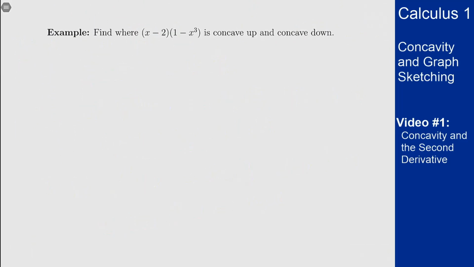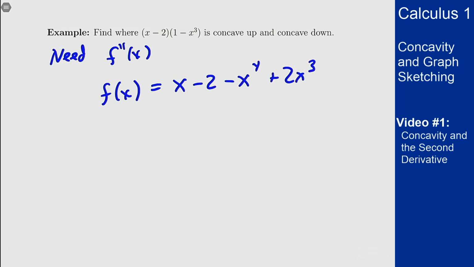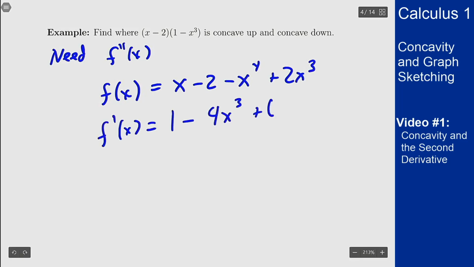As an example, let's look at where the function x minus 2 times 1 minus x cubed is concave up and concave down. To do this, we need the second derivative. To find that, we're just going to expand it out into a single polynomial and differentiate that twice. Expanding this out, f of x is x minus 2 minus x to the fourth plus 2x cubed. This is a polynomial, so I just differentiate it twice. Our first derivative is 1 minus 4x cubed plus 6x squared, and our second derivative is negative 12x squared plus 12x.